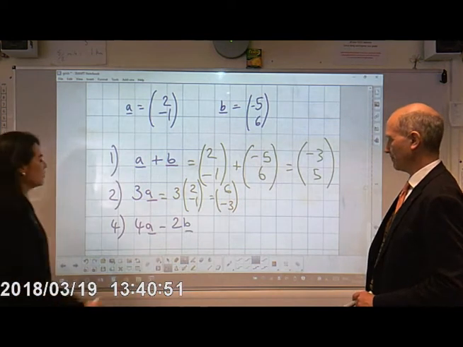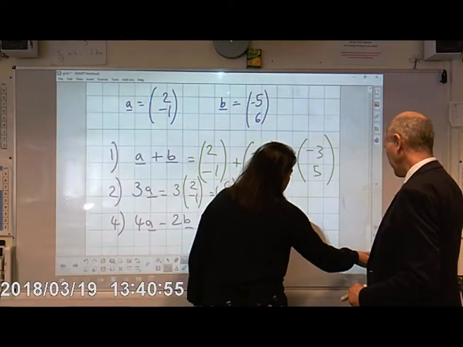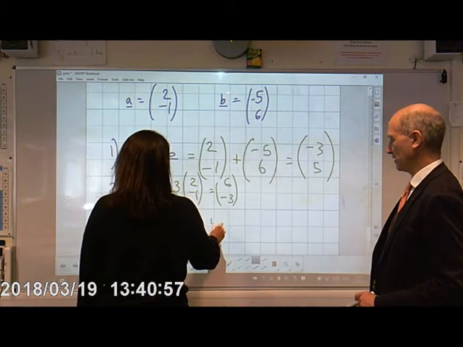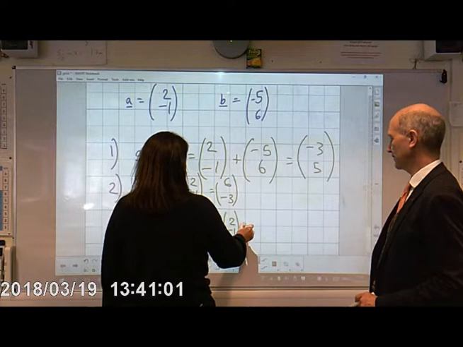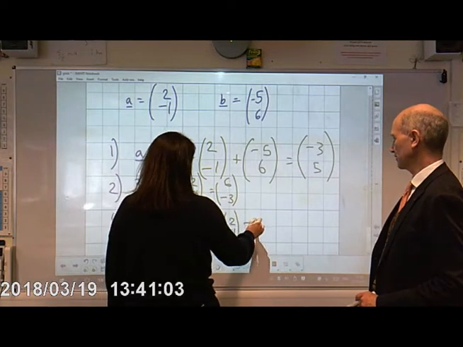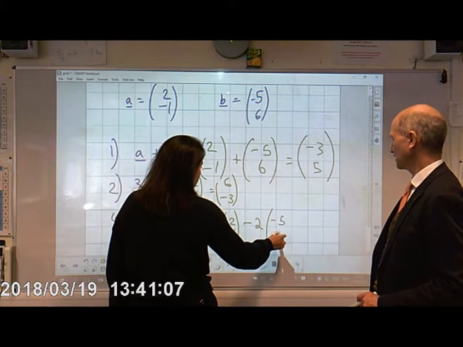And the final one, we're going to need to do both bits there. Should we give ourselves a little bit of room? We're going to get 4 times (2, -1) minus (-5, 6). We've got to be very careful there. I'm going to step back so everyone can see it in a second.